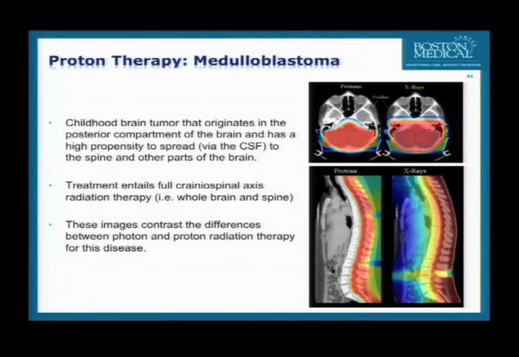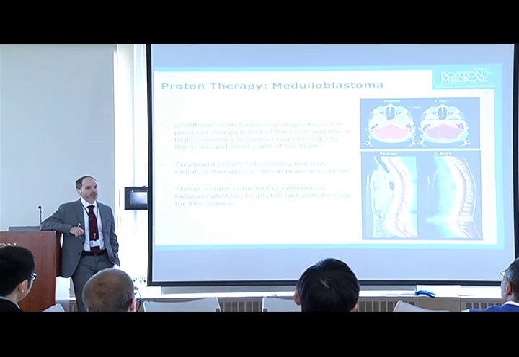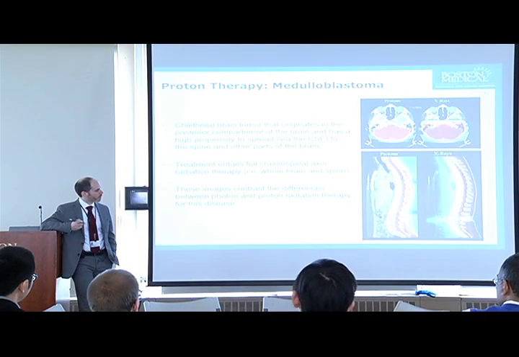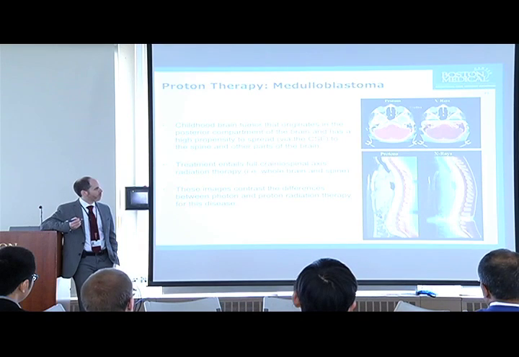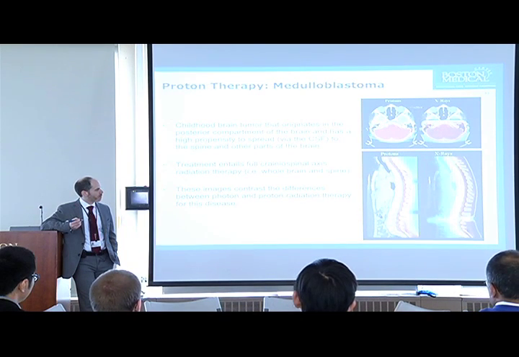I know I'm about 2 minutes over, but I'm going to show you this, just because I mentioned protons. There are situations where protons, although extremely expensive, are extremely useful. There is a cancer in kids which is called medulloblastoma. It's a brain tumor. It occurs in the back of the brain. The treatment for medulloblastoma is to treat not only the brain, but also the entire spinal cord and anywhere where there is cerebrospinal fluid. The way that we do this with photons is we treat the patient from the back.